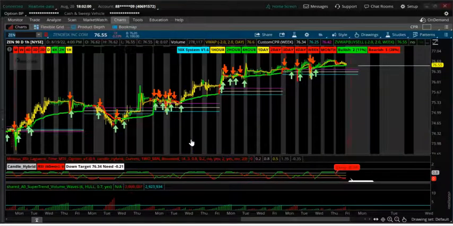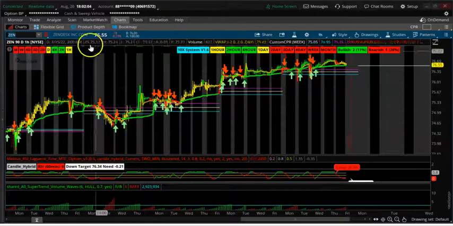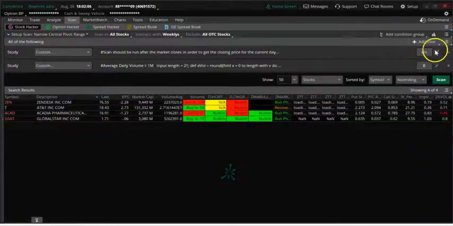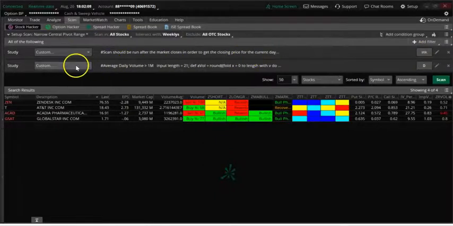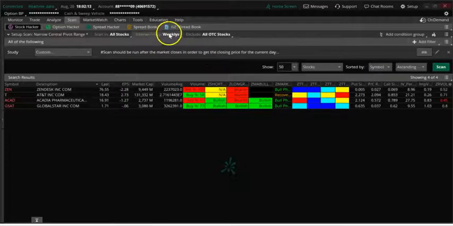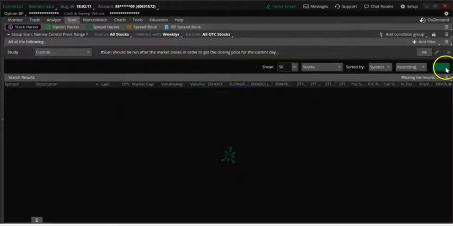So in this video we are looking at a narrow CPR scan for next week. So let's do a scan here. Okay, so we are scanning for a weekly CPR. We are looking at volume more than a million, so we don't need to do that because we are only looking at weekly stocks with the weekly options, right? So scan that.